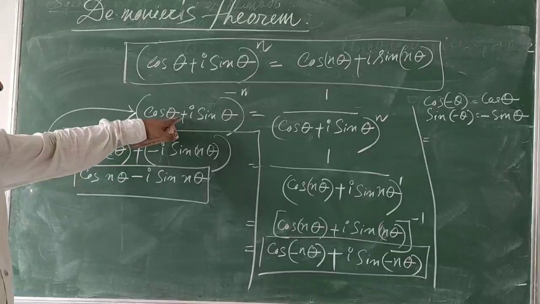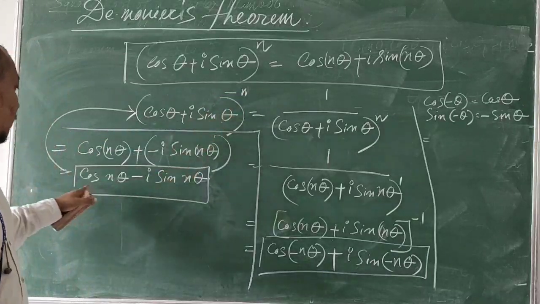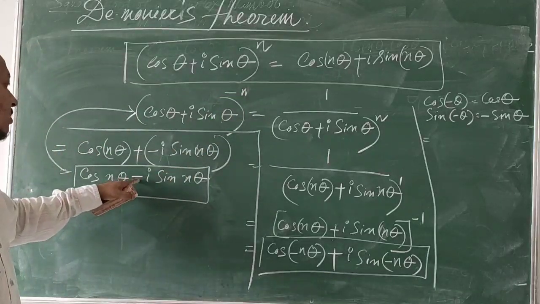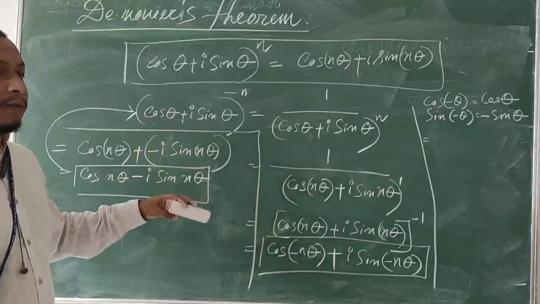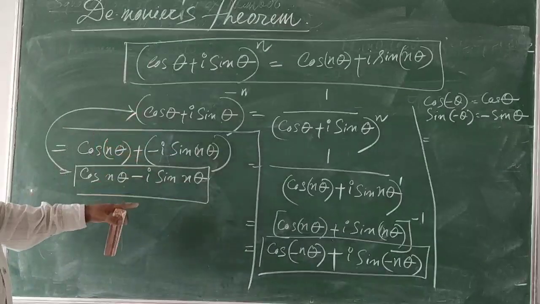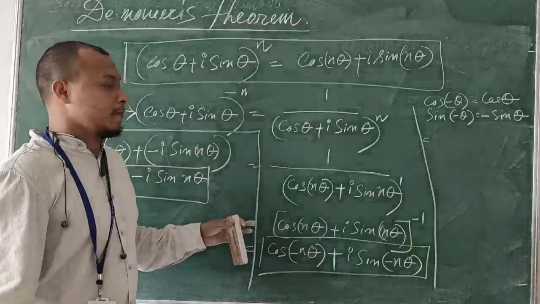If cos of theta plus i sin of theta with the power raised to minus n, then cos of n theta minus i of sin of n theta. Okay? This is the thing. This is the what? De Moivre's theorem. There is nothing else. It's not a difficult one. This is a very easy one.